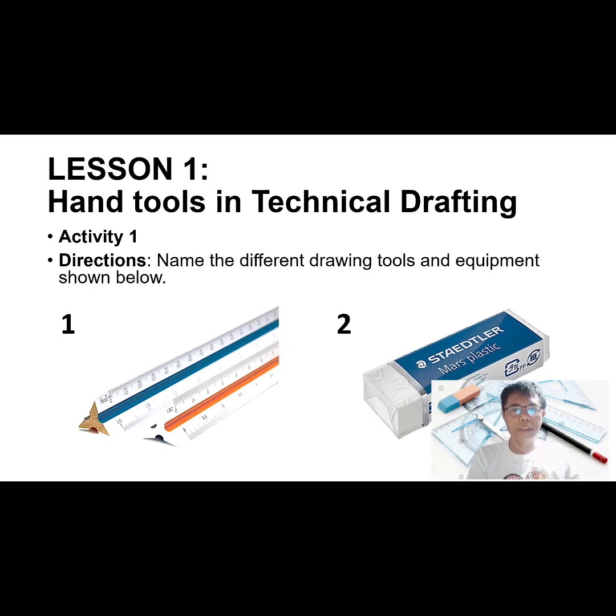Let us discuss the lesson number 1, hand tools and technical drafting. Activity number 1, directions. Name the different drawing tools and equipment shown below. Okay, for number 1, it is a triangular scale. Number 2, eraser.